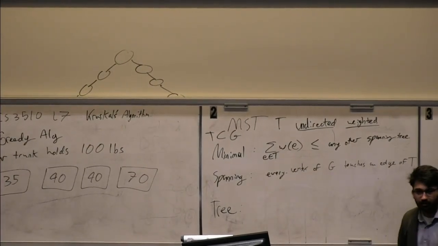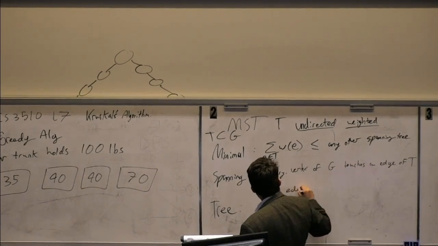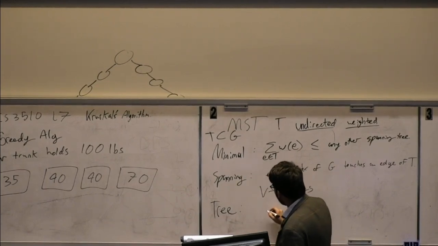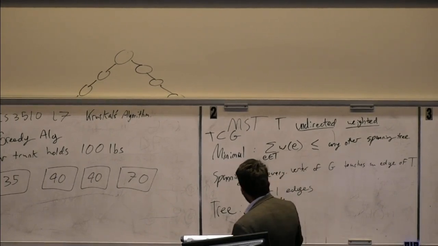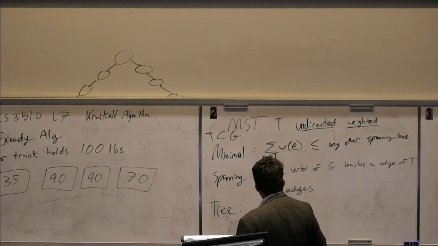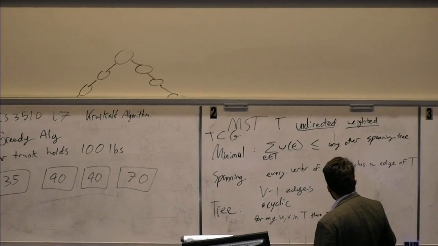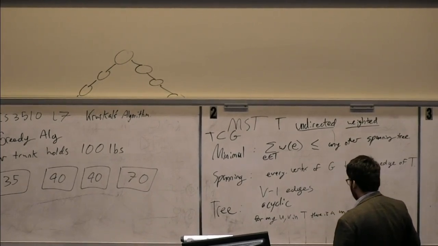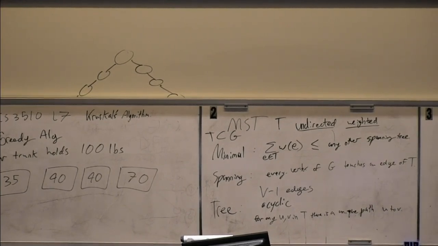A graph is a tree if several things are true. It has V minus 1 edges. That's equivalent. If it's acyclic, or for any U, V in T, there is a unique path from U to V, right? You guys should have great knowledge of what a tree is, this being a third year computer science course. Everything is trees, nothing is trees. And the following are equivalent characterizations of what a tree is in the undirected setting.